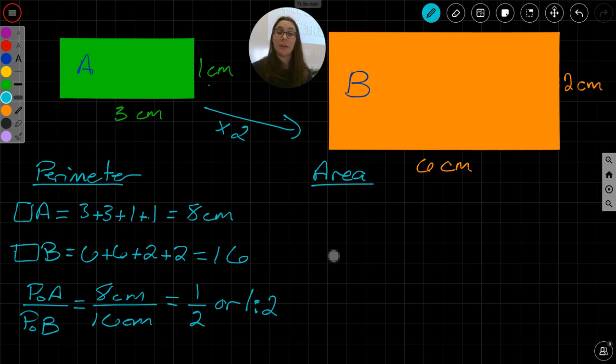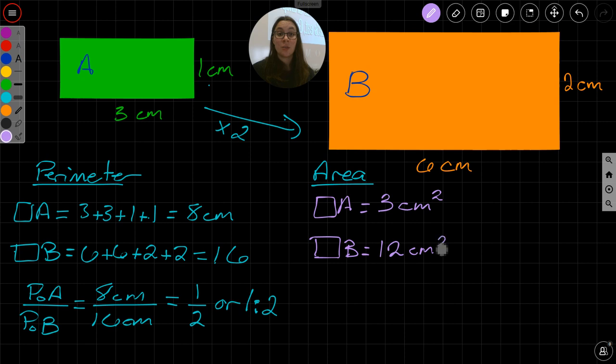Now let's do the same thing with area and see what happens. Let's change colors to this purple. All right, area of rectangle A. Now area, we just multiply the sides. 3 times 1 is 3 cm, and it's not just 3 cm, it's 3 cm squared. So let's do B. B equals 6 times 2 is 12 cm squared.